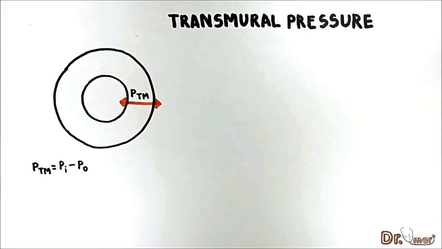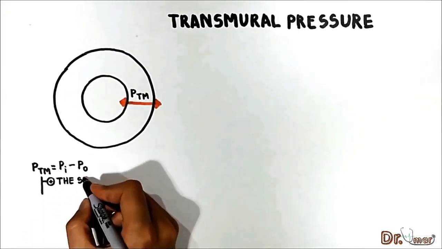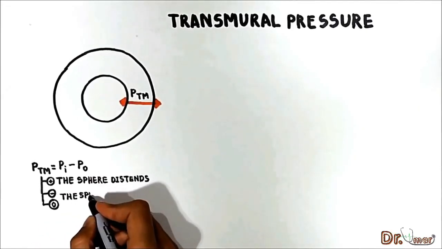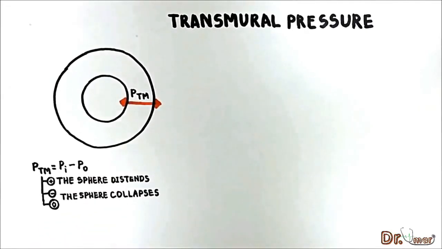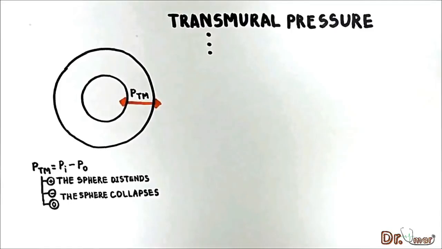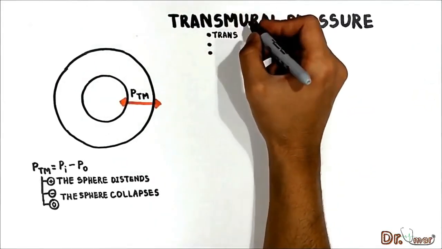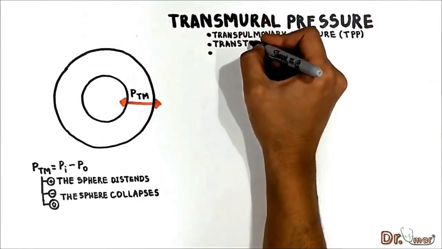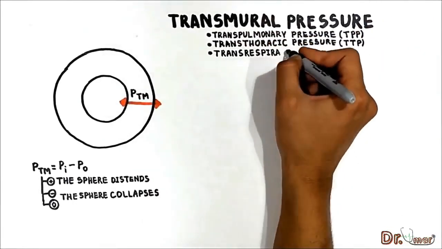If the transmural pressure is positive, the sphere distends. If negative or zero, the sphere collapses. Of course, it depends on the structure of the sphere. There are three important transmural pressures in the lung system which you should know: transpulmonary pressure, transthoracic pressure, and transrespiratory pressure.